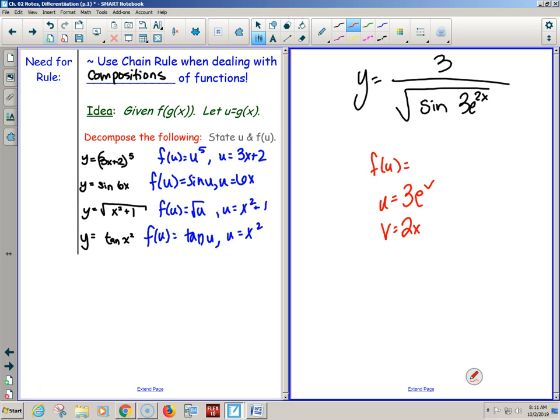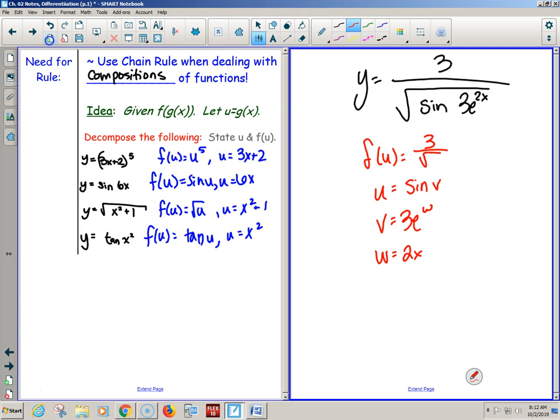Uh-oh. I'm supposed to be done with sine of, but I'm not done yet, am I? Guess what? There was a w. So w is 2x. T-U-V-W. V is equal to 3e to the w. U is equal to sine of v. Are we good so far? Yeah. So that's inside that, and that's inside that, and this is inside. There we go.